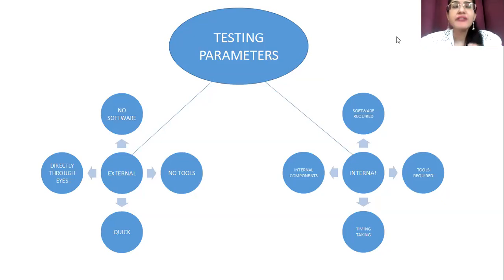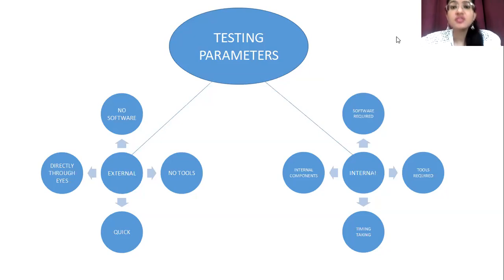So you get external parameters which you can see with your eyes, and you can verify them. Because the first thing we check in every gadget is the look. So the overall look and things we check are keys and everything. These do not require any tool or software, and can be done directly through the eyes. But it is not the same case with internal parameters.